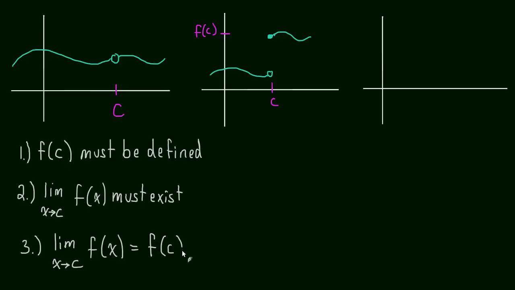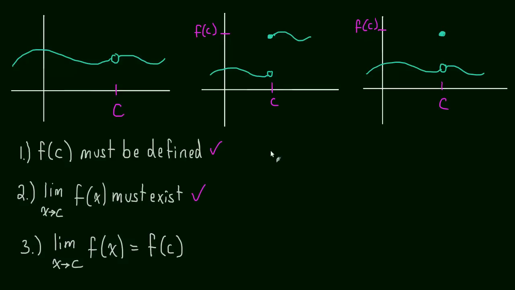So let's take a look at that. Here, let's say here is c. If this is what our function looked like, then condition one would be met. f of c is defined. This is f of c up here. You plug c in, you get this height out. This is the point.